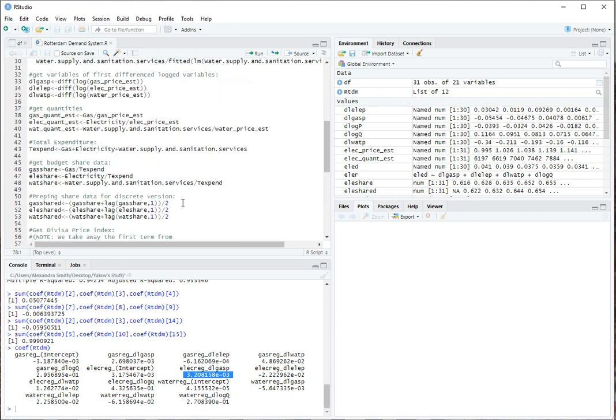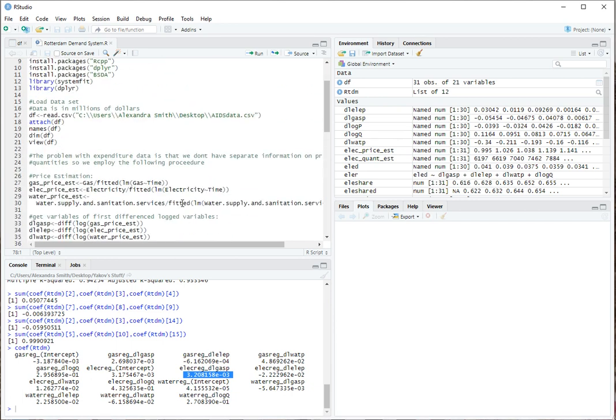Let me know what you think. Did I do anything incorrect here? What do you think about this way to obtain an estimate for prices? It's just a best guess. Let me know.